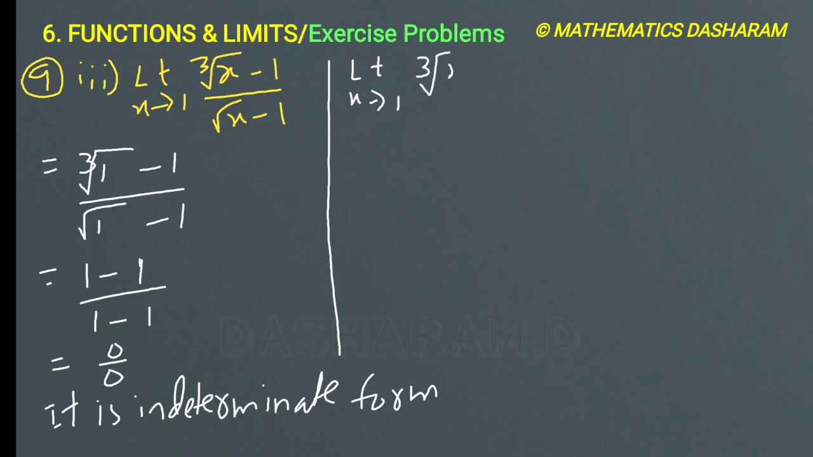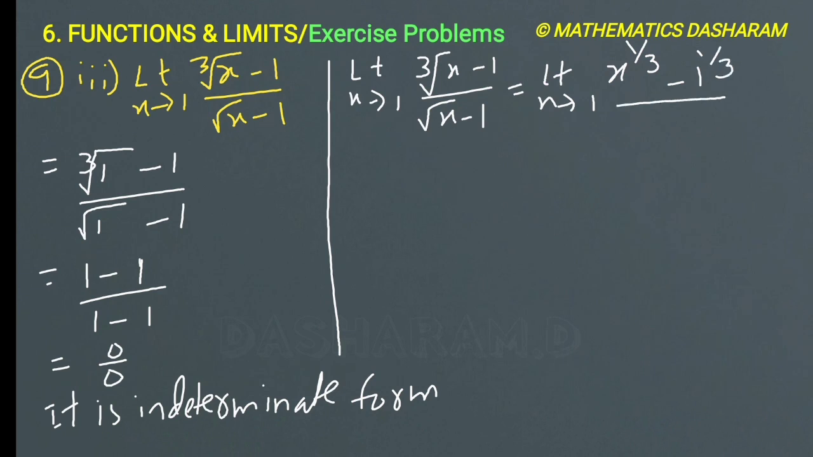So then the limit x tends to 1, cubic root of x minus 1 divided by square root of x minus 1 equals, let us write numerator and denominator in the exponential form. So limit x tends to 1, cubic root of x in exponential form x to the power of 1 by 3, minus 1, can write as 1 to the power of 1 by 3. And square root of x in exponential form x to the power of 1 by 2, minus, here 1 I am writing as 1 to the power of 1 by 2.